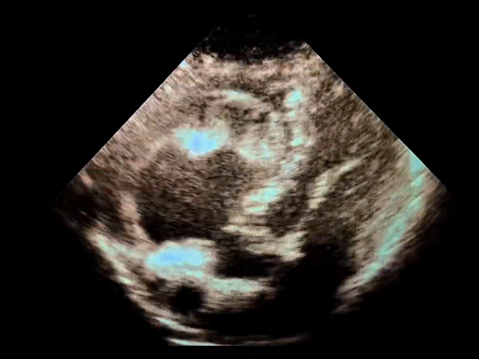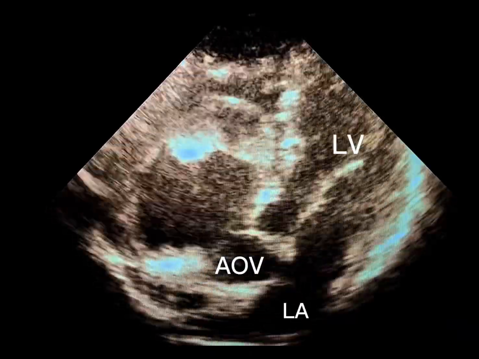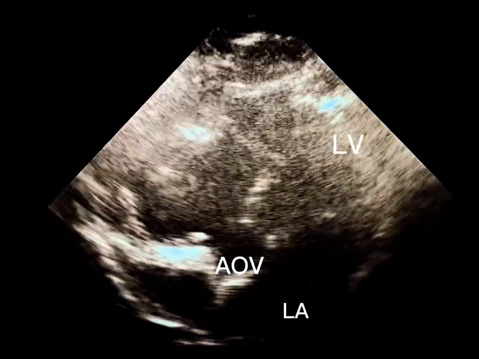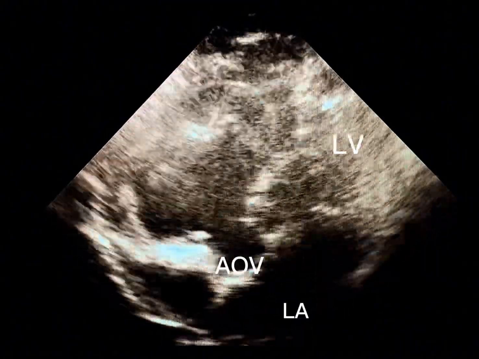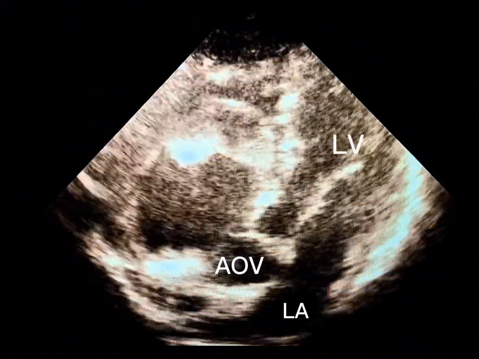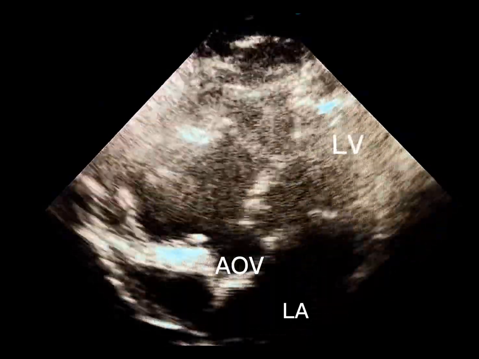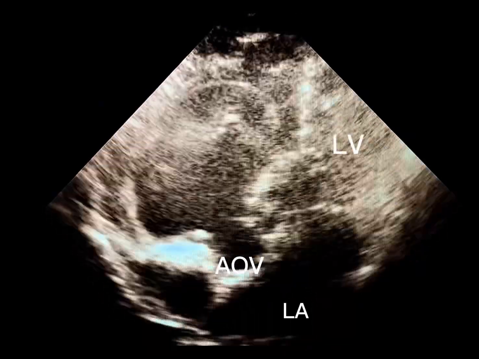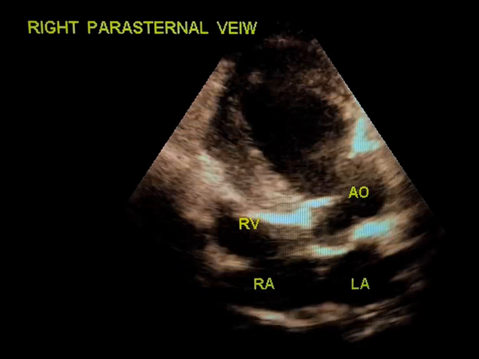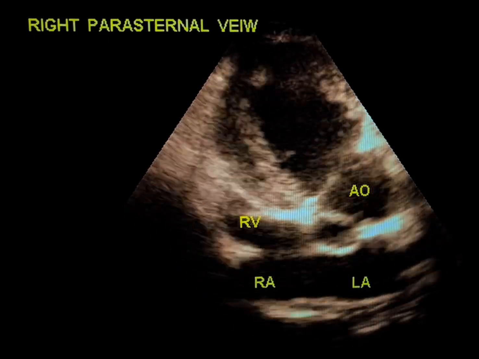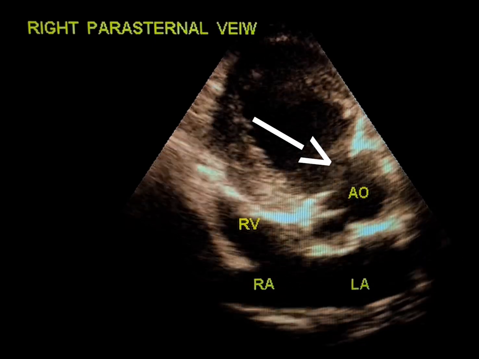However, it's important to keep in mind that some non-neoplastic mimickers can also appear in the right ventricle, such as a sinus of Valsalva aneurysm or a ventricular aneurysm. This right parasternal view shows a large mass connected to the aortic root.